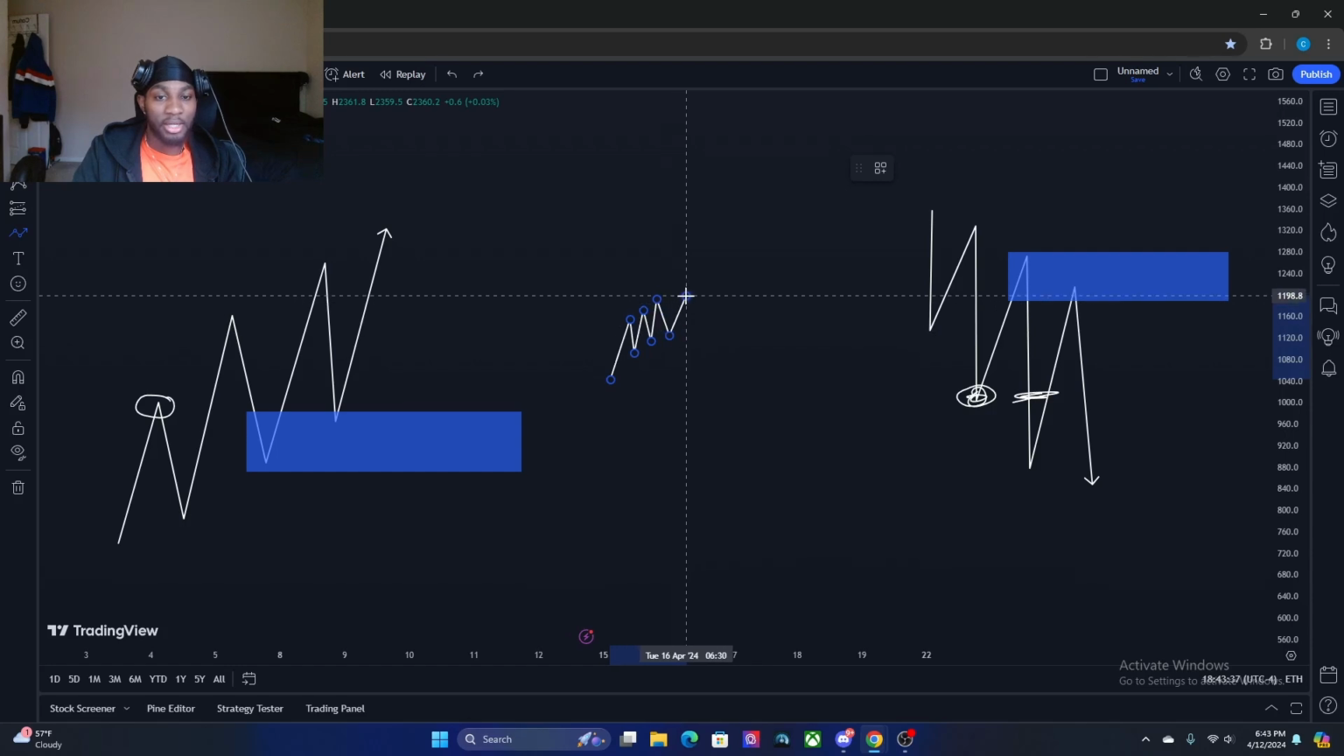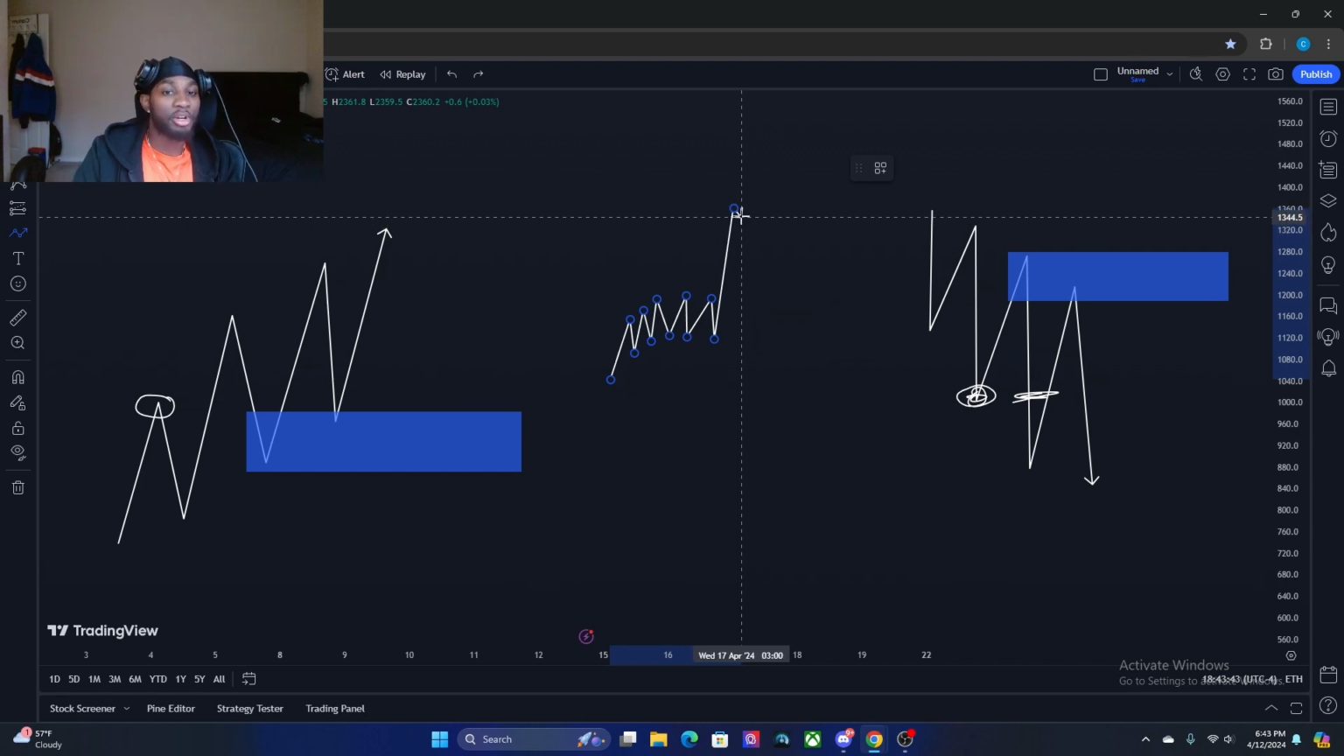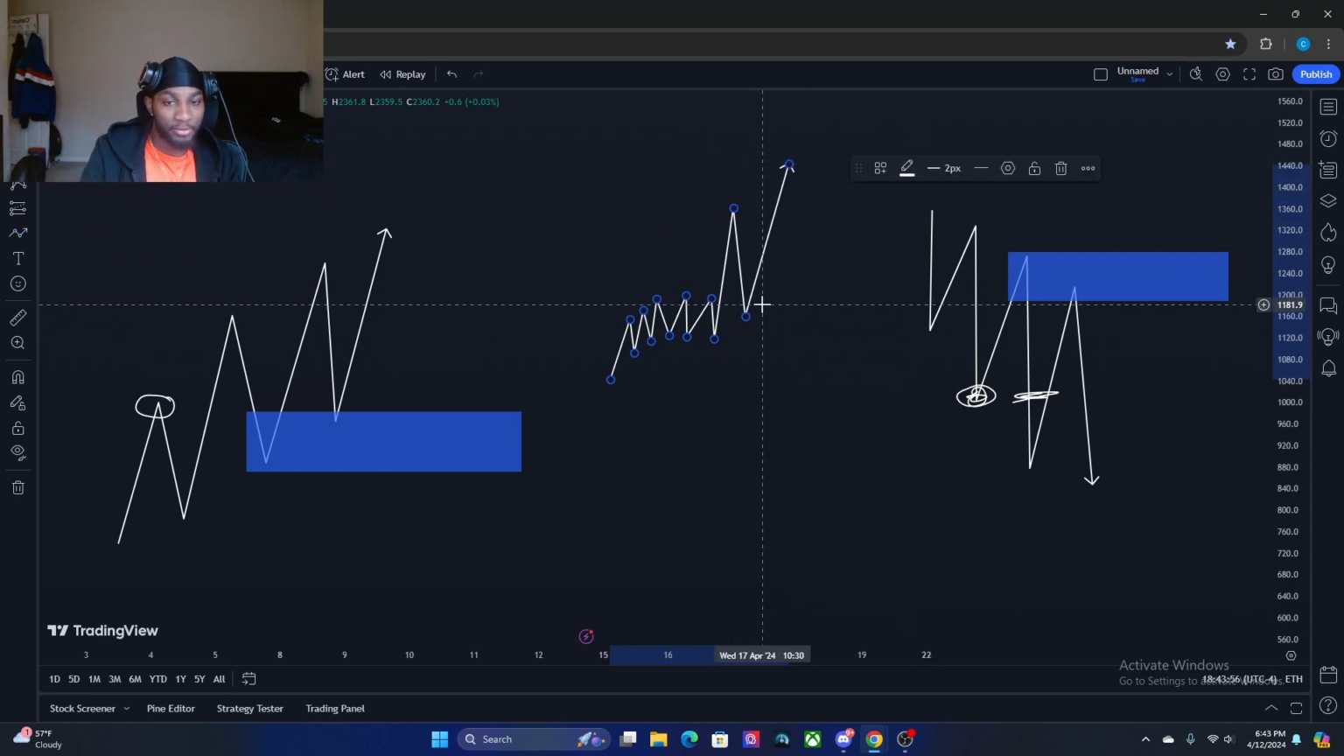You see how it's kind of choppy right now. Once you get this aggressive push, that is where you say, okay, there's a demand zone down here. You would wait for price to come back down, tap this area, give you some type of entry signal, and then you would go long or take your buys.